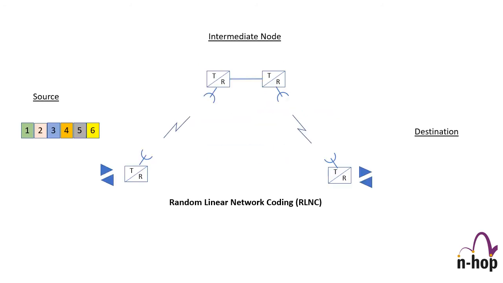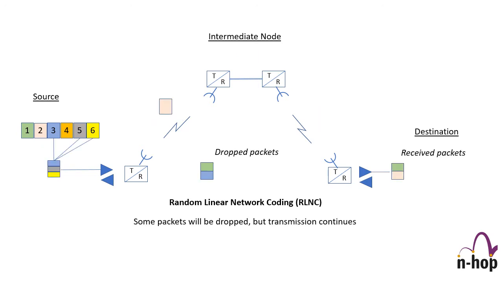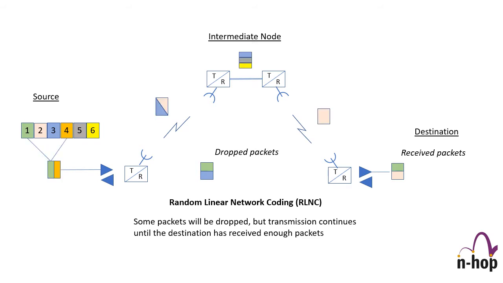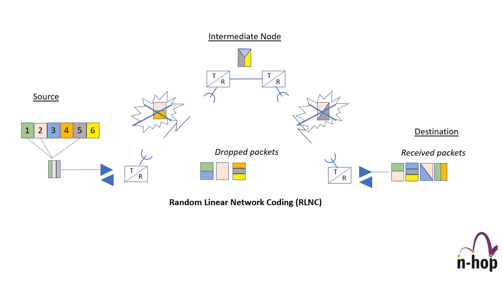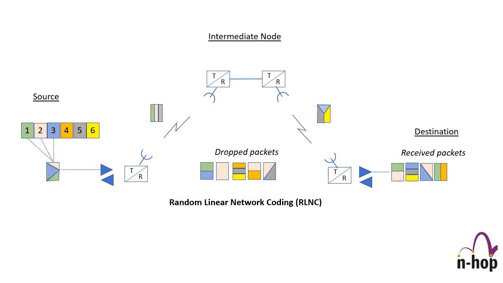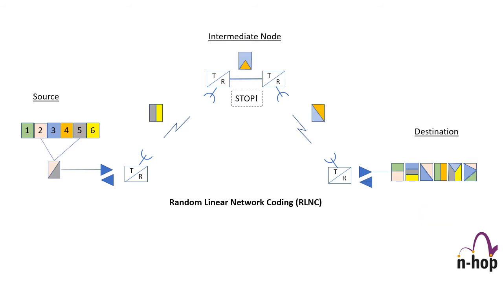Let's see how this works in the 2-hop wireless network that we looked at earlier. The source starts by randomly combining data segments into packets, and as each packet is created, it is sent over the first wireless link. As with TCP, some packets will be dropped, but transmission of new packets continues without the interruption of waiting for any acknowledgements or resending dropped packets. It doesn't matter how many packets are dropped, so long as in the end, the destination receives enough packets to be able to recreate the data. When a full set is received, the destination sends a stop message back to the source and starts the process of decoding the data packets.